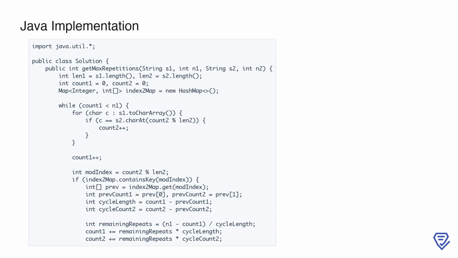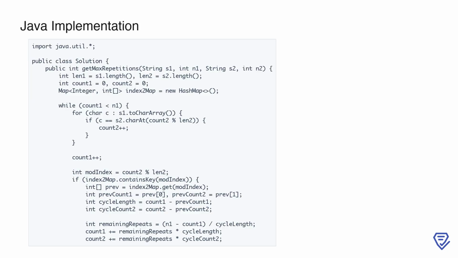First, we initialize the lengths of the 2 strings, len1 and len2, and set up counters count1 and count2 to track the number of repetitions of S1 and the number of characters in S2 matched so far. We also create a map, index2map, to detect and handle cycles during the iteration. Next, we begin a while loop that continues until count1 reaches N1, which represents the total repetitions of S1. Inside the loop, we iterate over each character of S1. If a character matches the current character of S2 based on the count2 % len2 index, we increment count2 to track the match progress in S2.